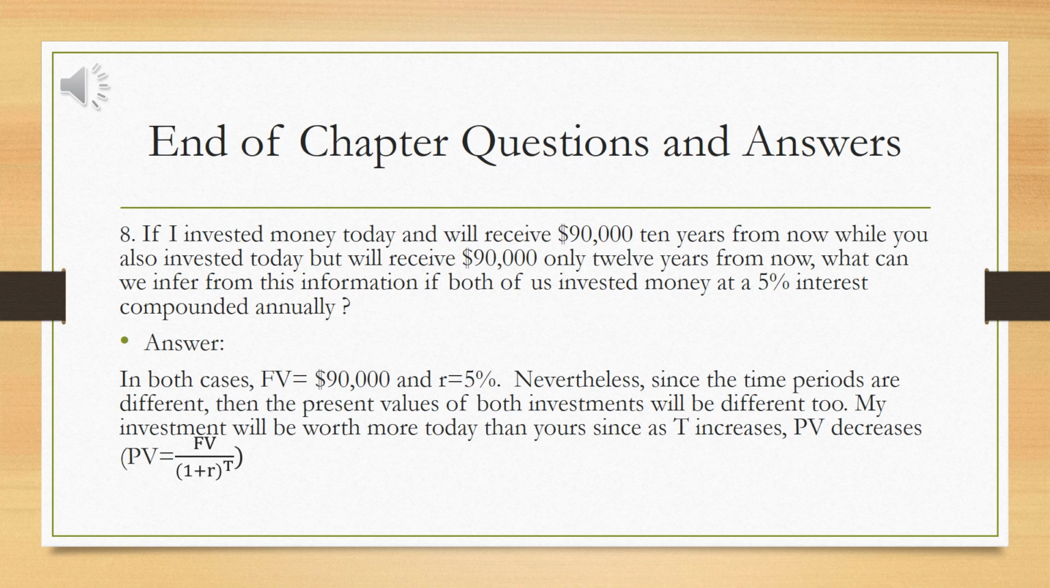The answer is, in both cases, the future value would be $90,000 and r will be 5%. In the first case, T will be 10, and in the second case, T will be 12. Since the time periods are different, the present values of both investments will be different too. My investment will be worth more today than yours, since as T increases, present value decreases.